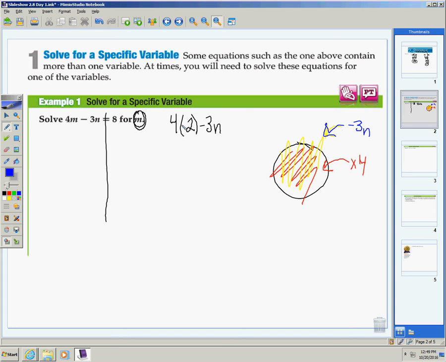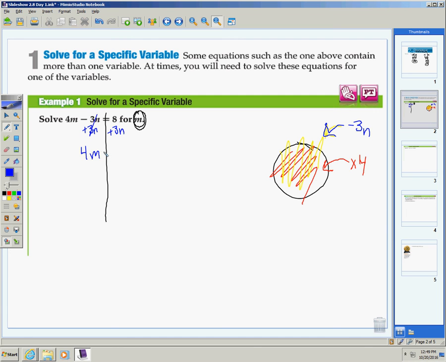So now, knowing that, the first thing I have to get rid of is the cheese. So the first thing I have to get rid of is this minus 3n. How do I get rid of minus 3n? Well, I'm just going to add 3n. And now I've got 4m, because my n's cancel out on the left side, equals 8 plus 3n.